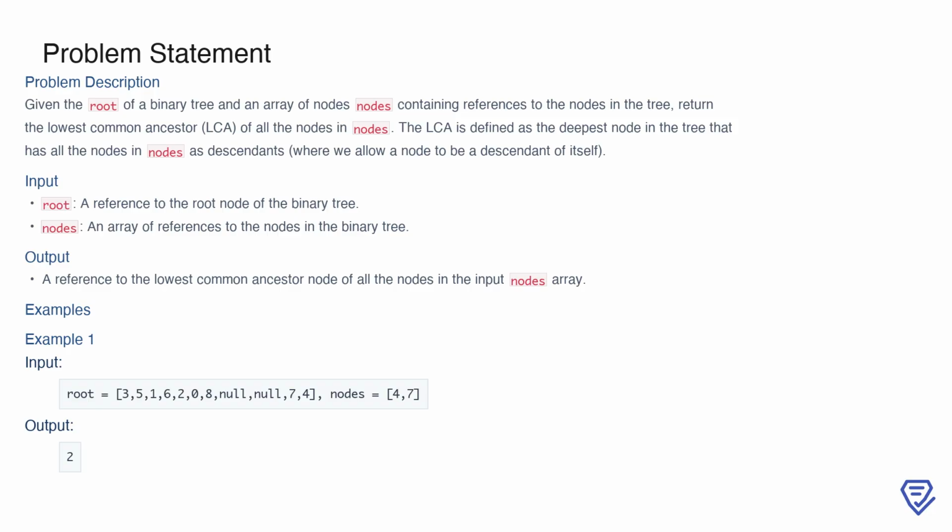The input consists of the root of the binary tree and the array nodes, and the output is a reference to the LCA node. For example, if the input root represents the binary tree [3,5,1,6,2,0,8,null,null,7,4] and nodes is [4,7], the output would be 2 because node 2 is the lowest node that has both 4 and 7 as descendants.